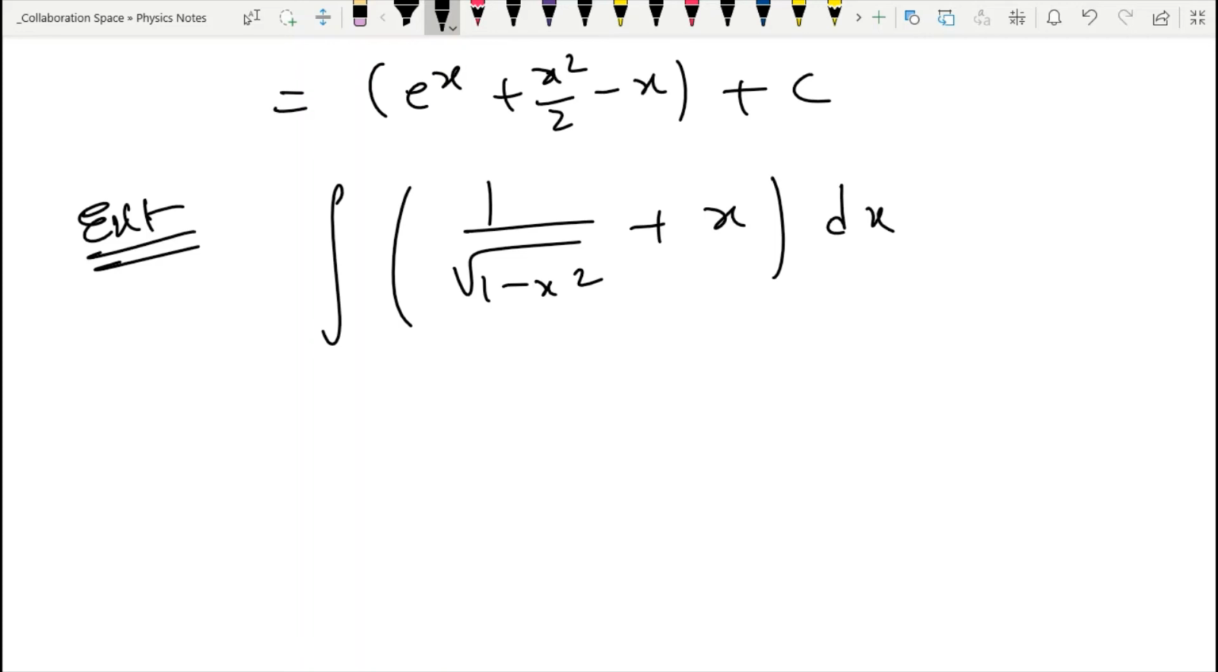Hello students, please try the problems. Don't waste time. What is the integration of that?